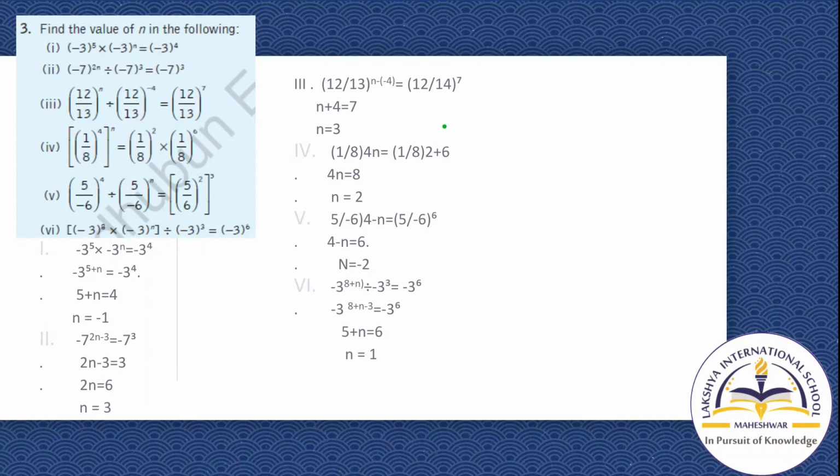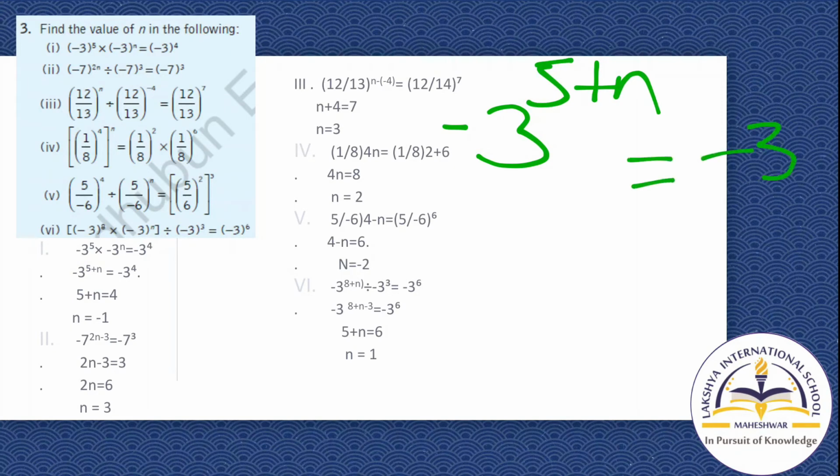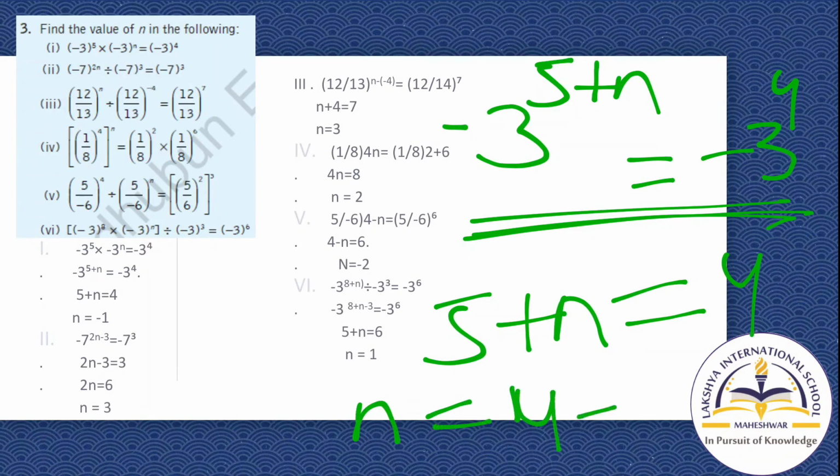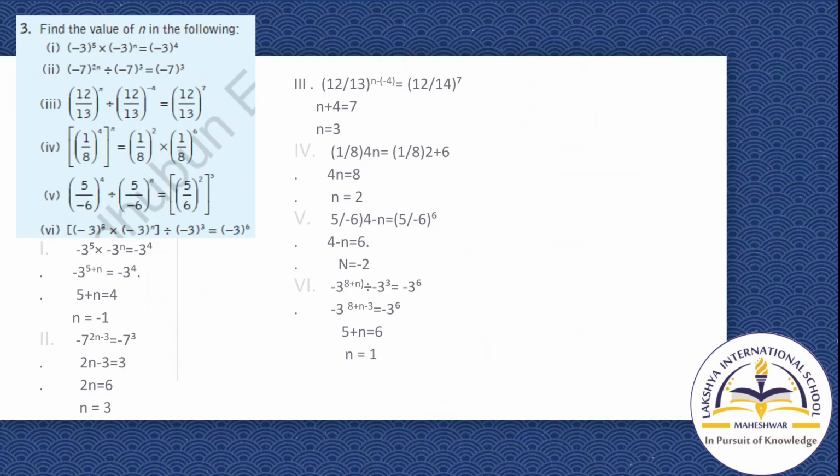You can see, first you will solve (-3) raised to the power 5. Here you can see the multiplication sign is there, so the power becomes 5 plus n, and here -3 equals (-3) raised to the power 4. Now you can see the bases are the same, so the powers will be equated. 5 plus n equals 4. When you send 5 to the RHS, it becomes 4 minus 5, so the value of n equals -1. So -1 will be the answer.